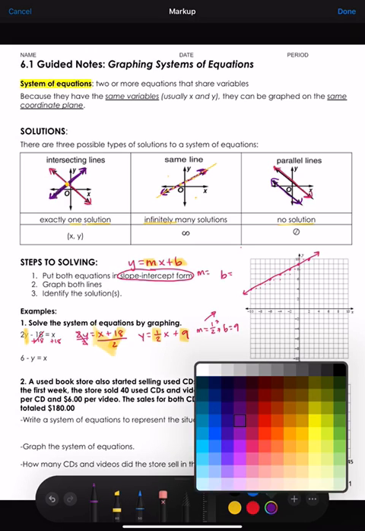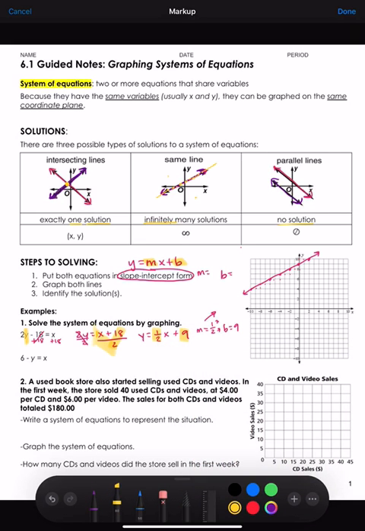Now I need to look at my second line. I have 6 minus y equals x. Once again, I want to get the y by itself. So I'm going to subtract the 6 from both sides. I'm left with a negative y equals x minus 6. If I divide everything by negative 1, it'll change the sign and give me positive y equals negative x plus 6. All right, so now once again I can identify my slope and my intercept.